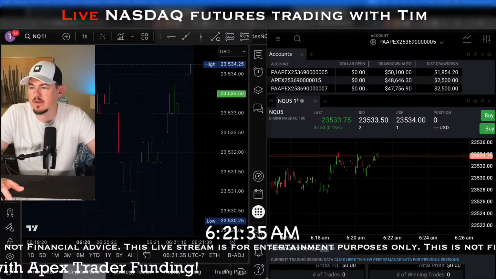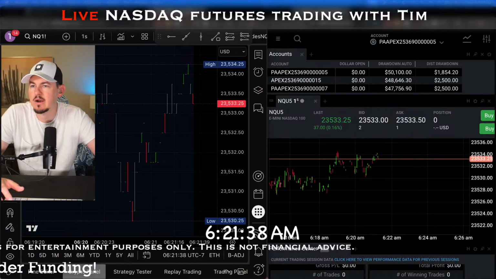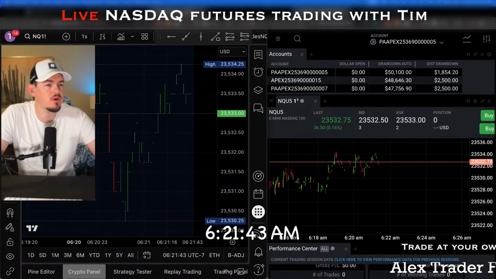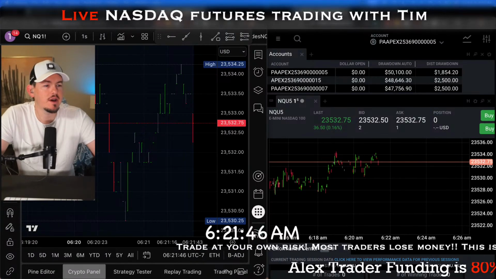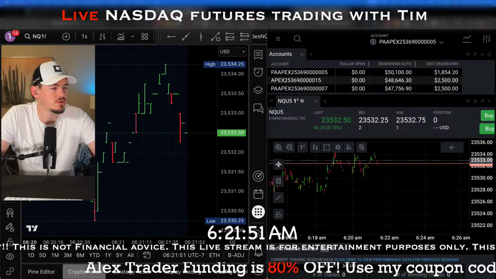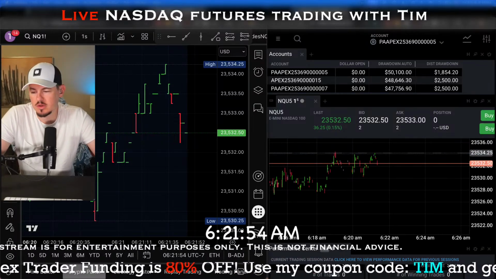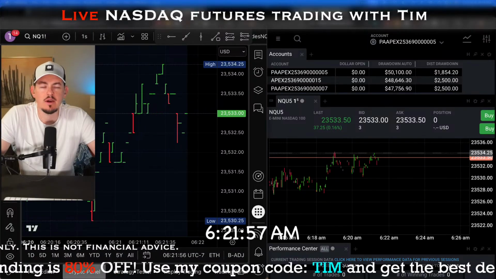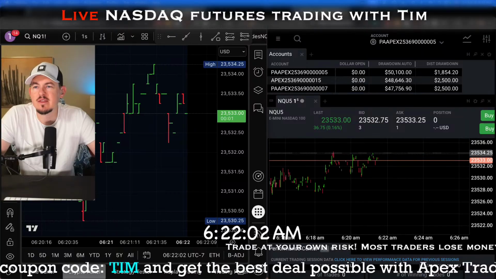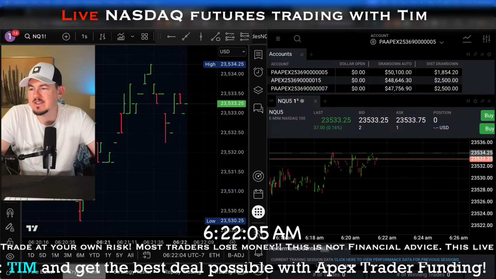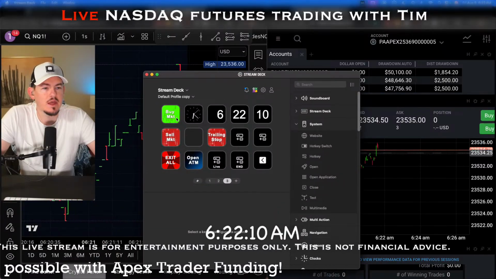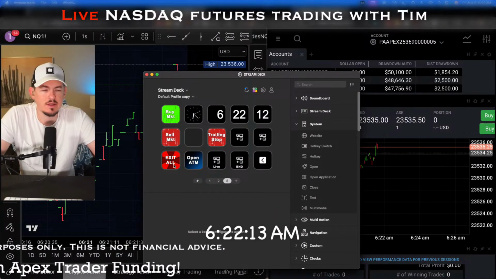I'm using the Elgato Stream Deck. I use Elgato's Stream Deck, and it makes my life a little easier. This is what my Stream Deck looks like: the buy button, sell button, and then sell all.